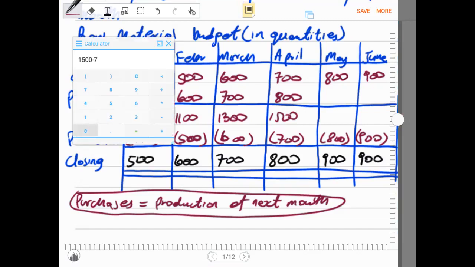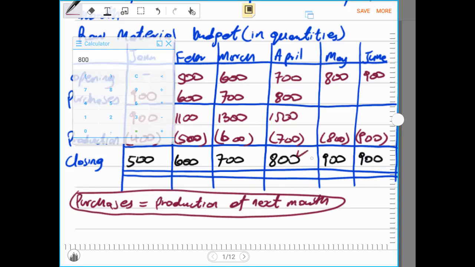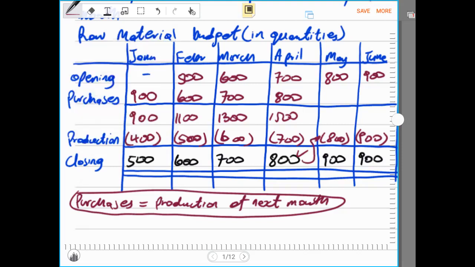1500 less 700. This gives us 800, which is the closing. And the closing, remember, it has to be equal to the production of the next month. So now everything is still tied up together and it is correct so far.